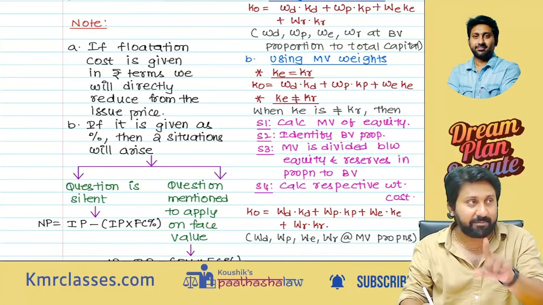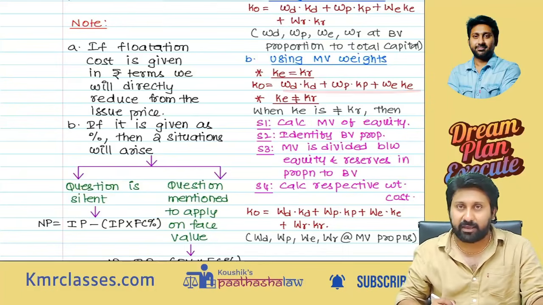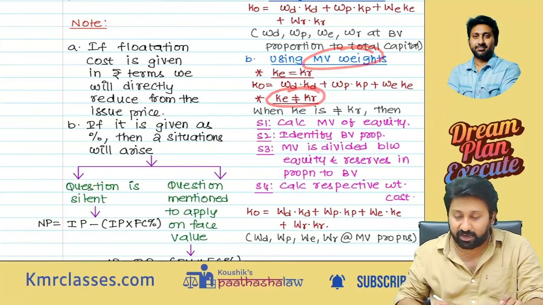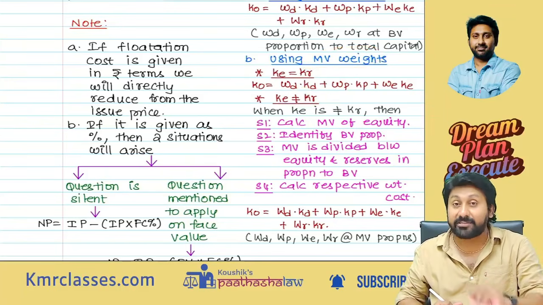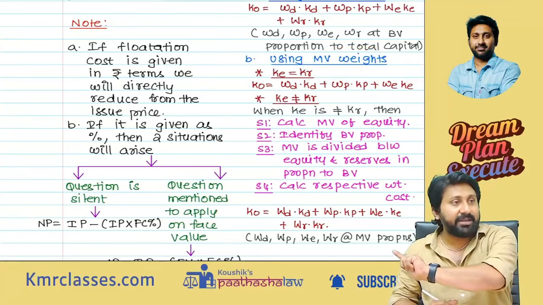Again, fifth time I am repeating: KE equal to KR, you can directly do it this way. Again, the results will not come in market value weights. If KE is not equal to KR, it means new KE is 18 and old KE is 16. Old KE will be taken for the reserves.